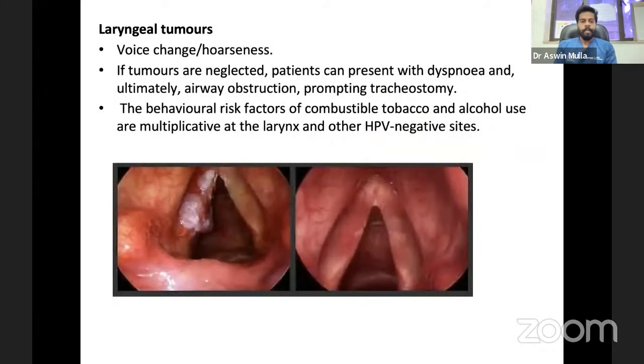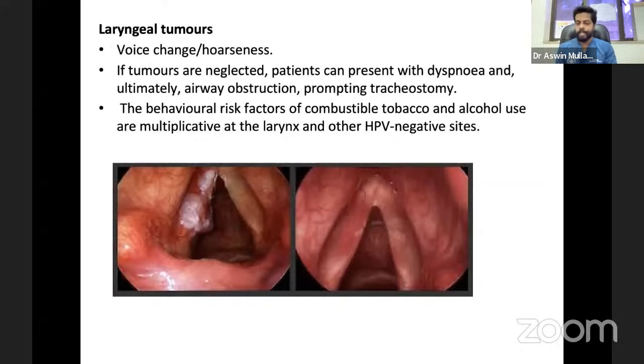Then coming to laryngeal tumors. Laryngeal tumors cause voice change and hoarseness. This is another type of cancer where we can have early diagnosis. The voice change or hoarseness is an obvious symptom. Patients will come to you with a complaint of change in voice since the past 2 months, 1 month, or 1 year. Beyond that, it will be an advanced stage.